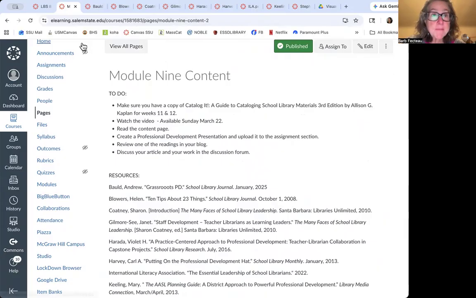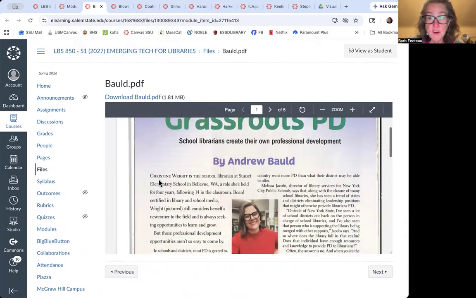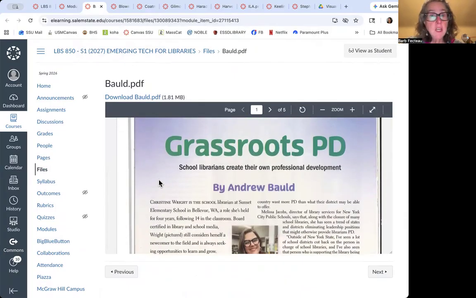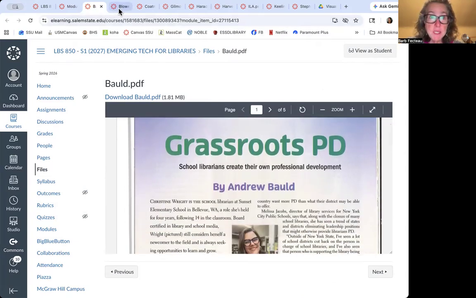So just bear that in mind. All right, now to look at the resources that we have available, this one is about school librarians creating their own PD, because so often I find myself in a PD that has nothing to do with my job because it's straight up classroom teacher. So this is about finding our own way, PD wise.